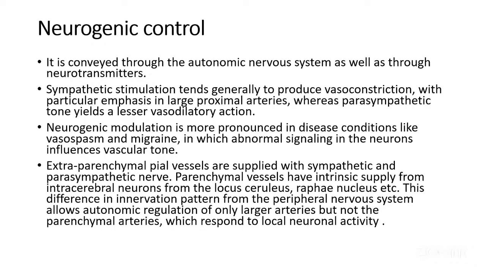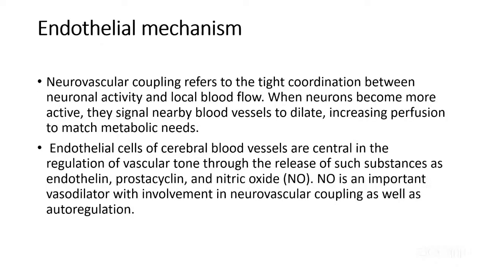Neurogenic control is mainly through the autonomic nervous system as well as through neurotransmitters. Sympathetic stimulation causes vasoconstriction and parasympathetic stimulation causes vasodilatation. Parasympathetic action is comparatively lesser than the sympathetic vasoconstriction activity. Neurogenic modulation is more profound in diseases like vasospasm or migraine, in which abnormal signaling in the neuron influences the vascular tone.